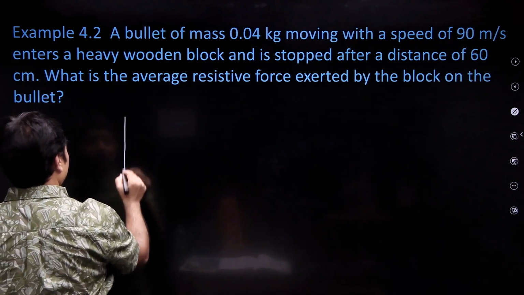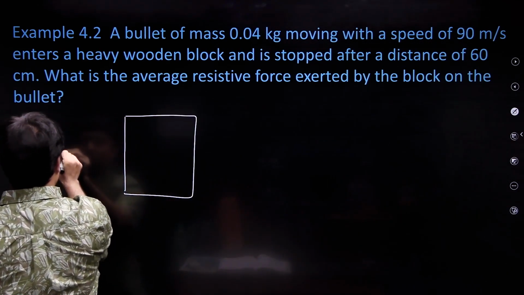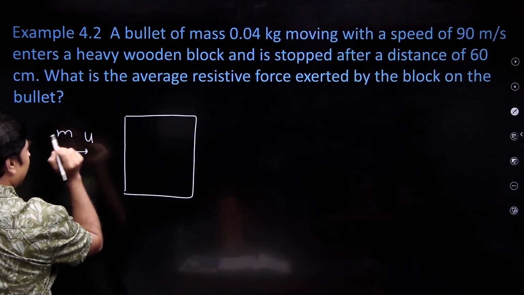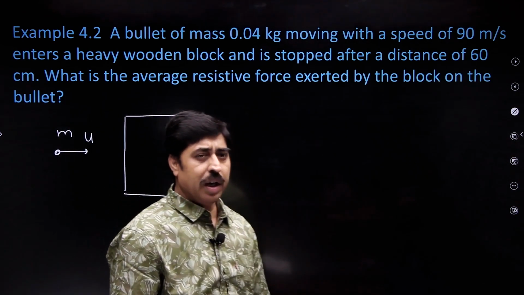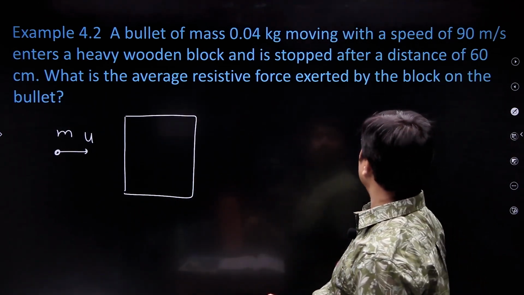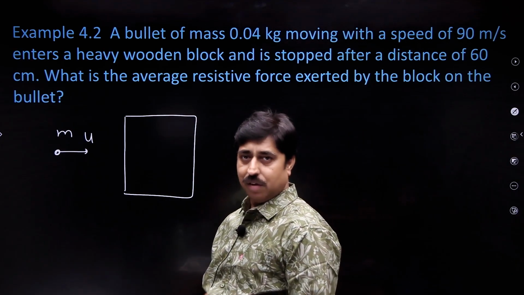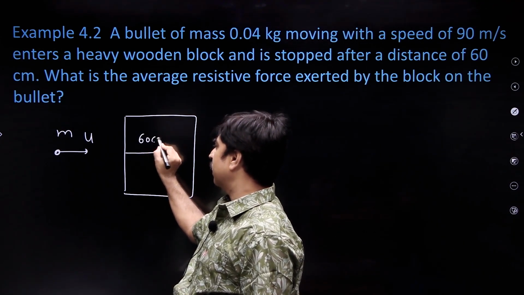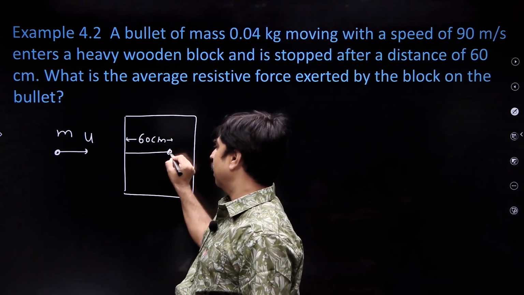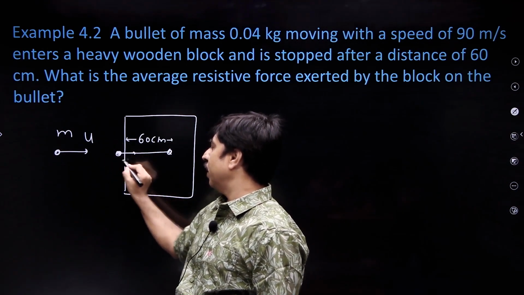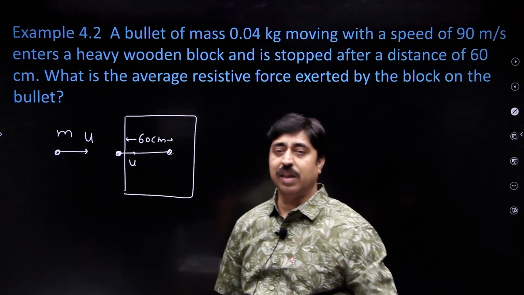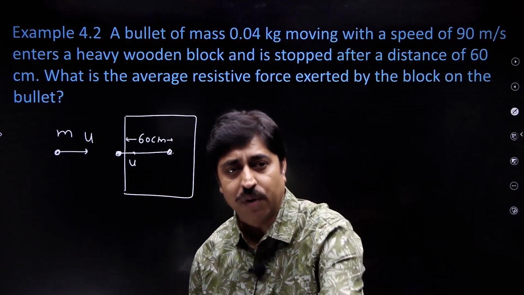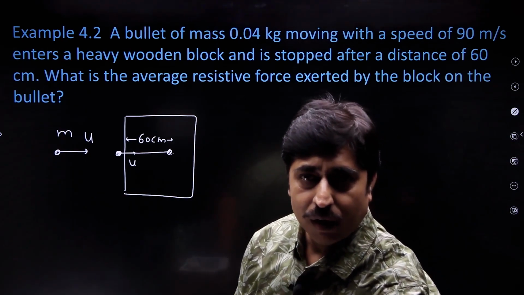There is a bullet of mass m, 0.04 kg, and it is moving with some speed of 90 meter per second. It enters into a wooden block and it stops after traveling a distance of 60 centimeter. This bullet pierces through this block, moves through a distance of 60 centimeter and comes to rest. Here it comes to rest. Here the bullet is having this speed u, but after traveling through 60 centimeter, it comes to rest. What is the average resistive force exerted by the block on the bullet?